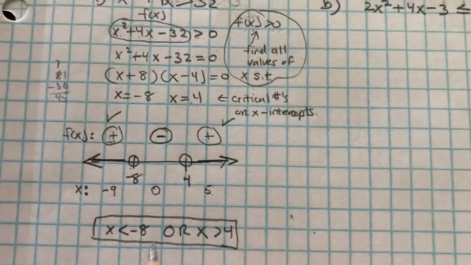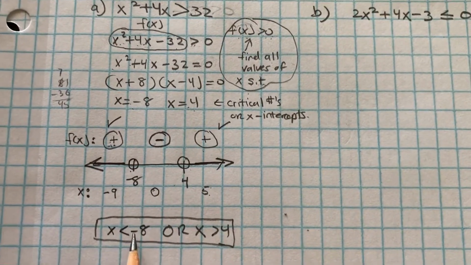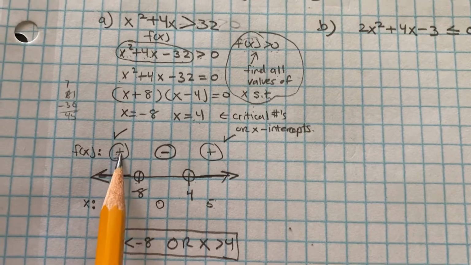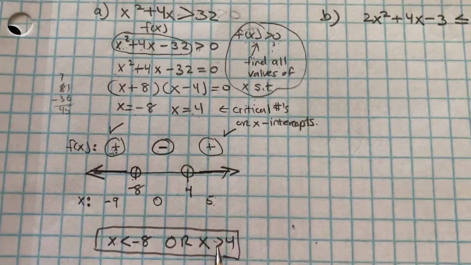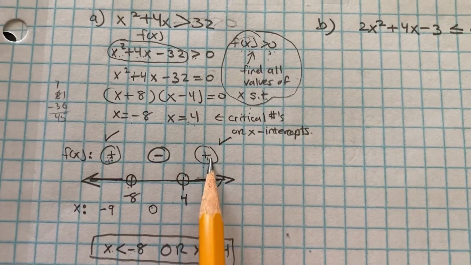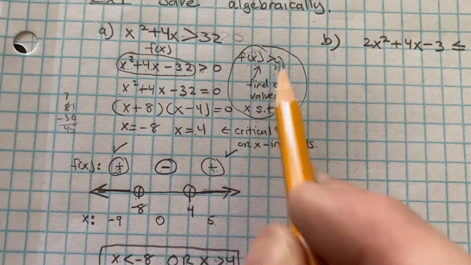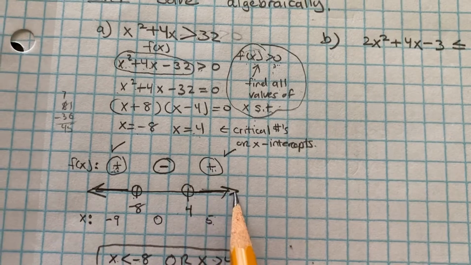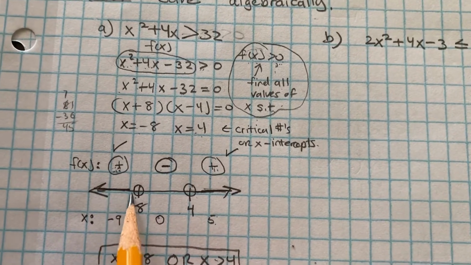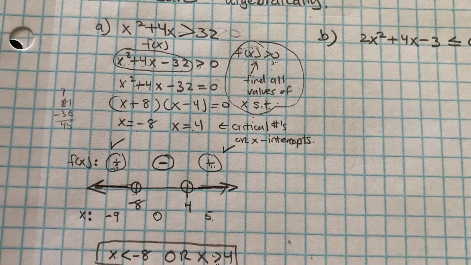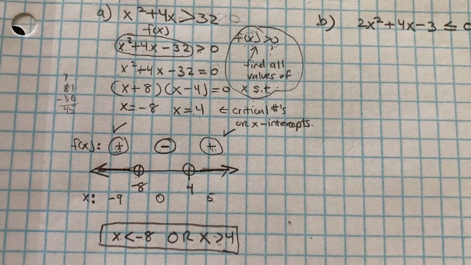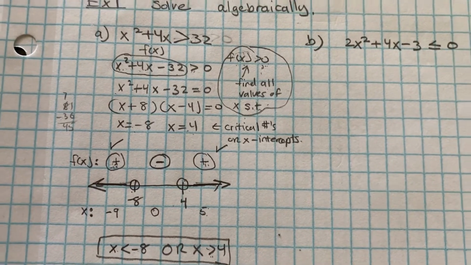And what does this mean? It means that every number to the left of -8 will yield a positive y value, which is what we want here. Every number to the right of 4 will yield a positive y value. We want to find all x values such that f of x is positive. F of x is positive for x greater than 4. F of x is positive for x less than -8. Okay, so that's pretty much solving a quadratic inequality algebraically.